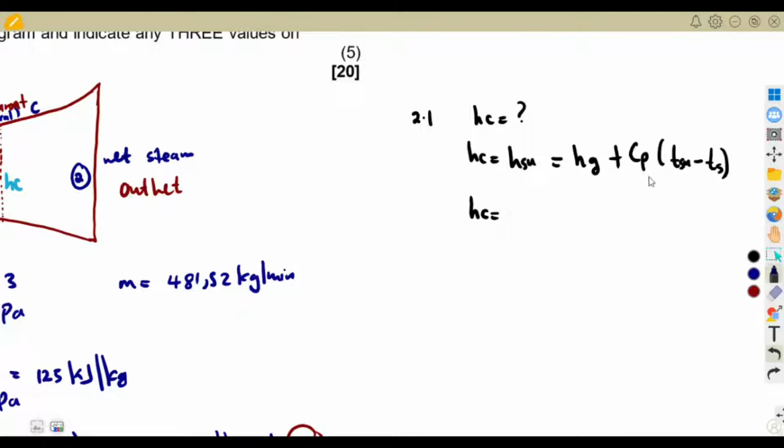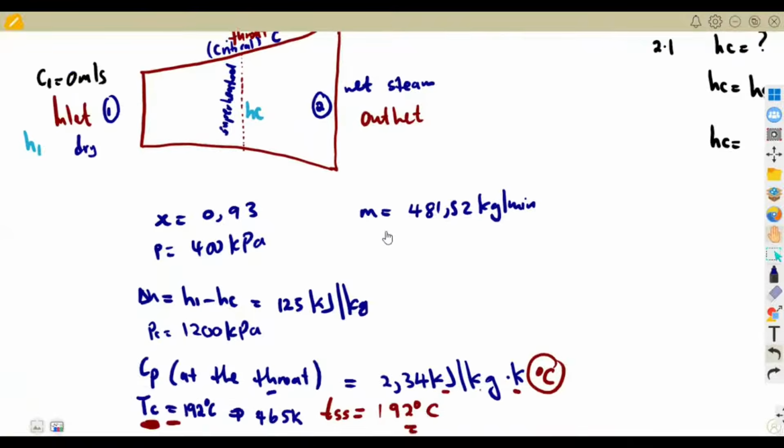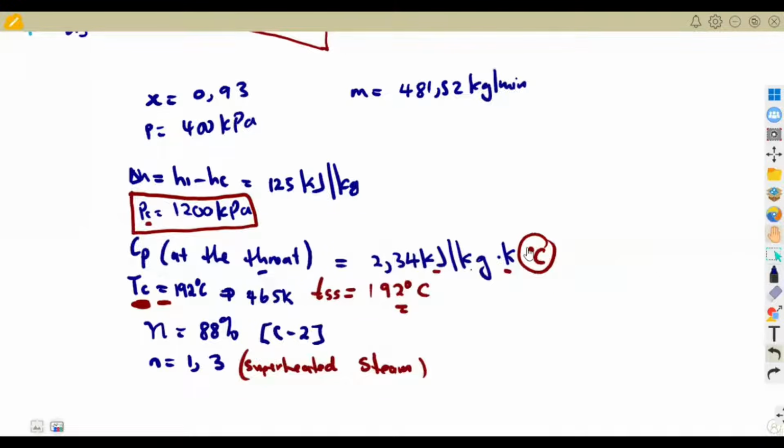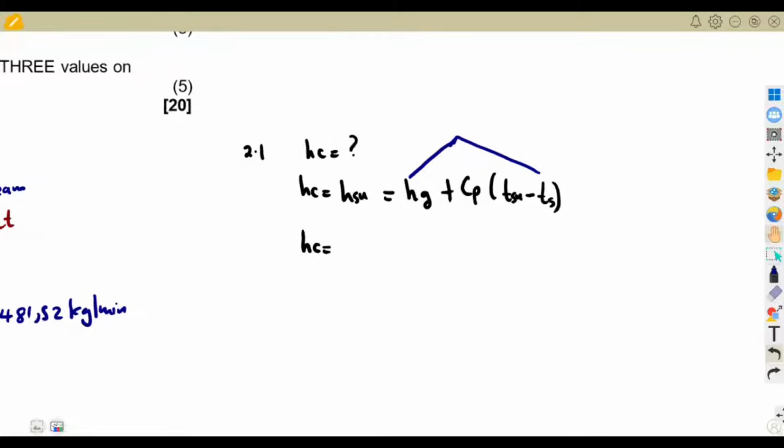As we know, from this formula, the Hg that we are given and the Ts here are supposed to be taken at a certain pressure. And what is that pressure? At the throat. At the throat, we've got the pressure PC. We said it's 1,200 kilopascal at the throat. This is the pressure that we are supposed to use there. So meaning to say these are taken at 1,200 kilopascals at the throat. You're supposed to be careful with your information.